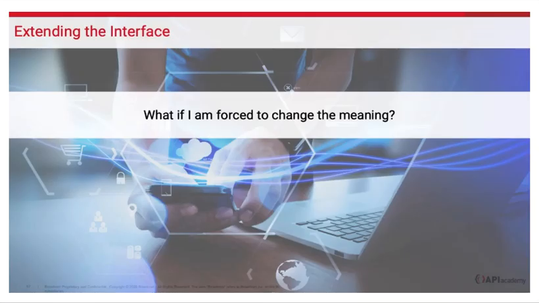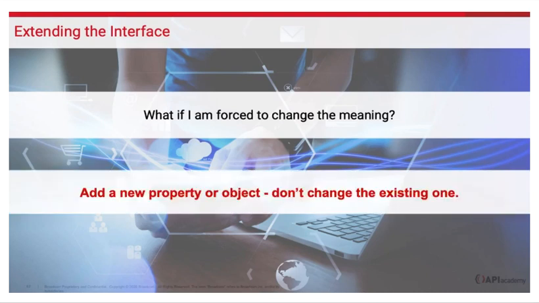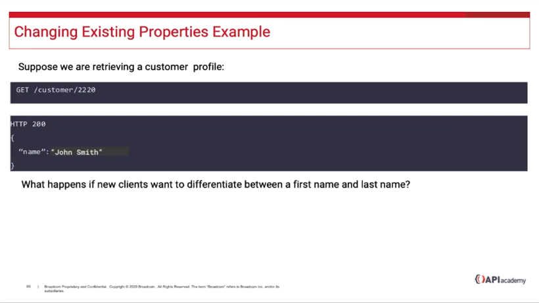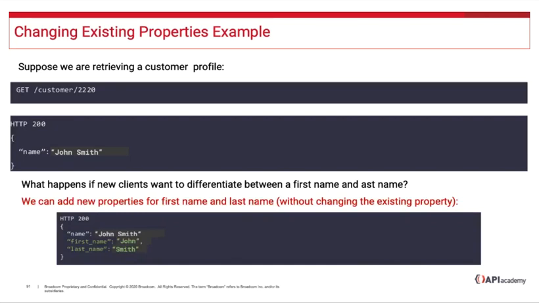What if I am forced to change the meaning of something? Add a new property or object and don't change the existing one. Suppose we are retrieving a customer profile. What happens if new clients want to differentiate between a first name and last name? We can add new properties for the first name and last name without changing the existing property.